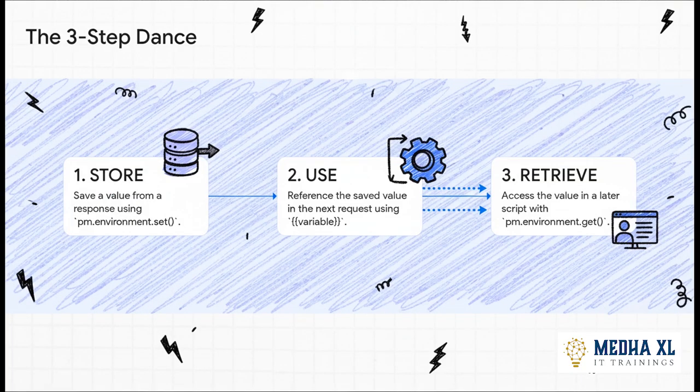First, you store a value from a response, like a new user's ID or an authentication token, and you save it into an environment variable. Second, you use that variable in your next request, usually right in the URL. And finally, if you need to, you can always retrieve that value in a later script. Store it, use it, retrieve it.